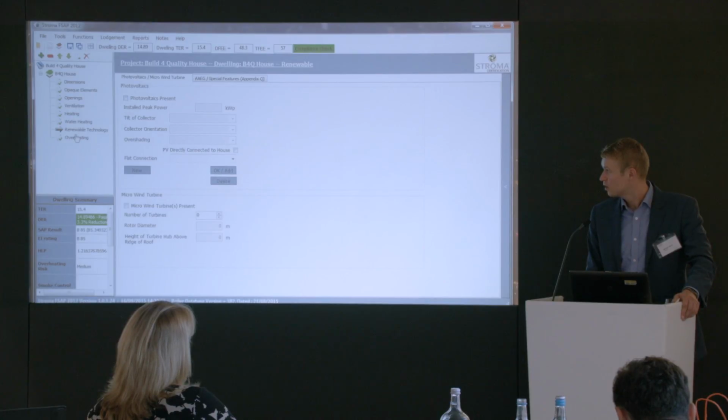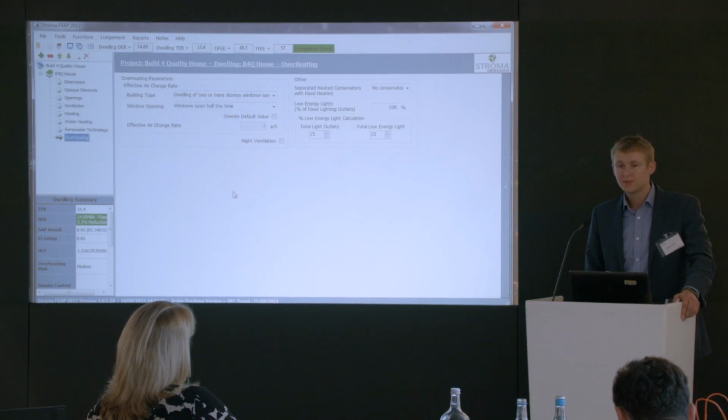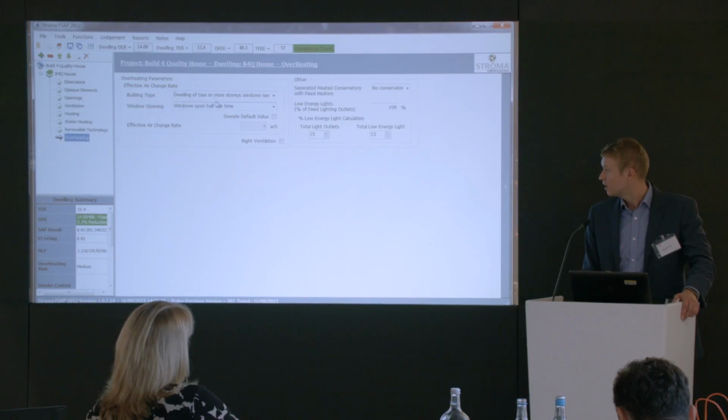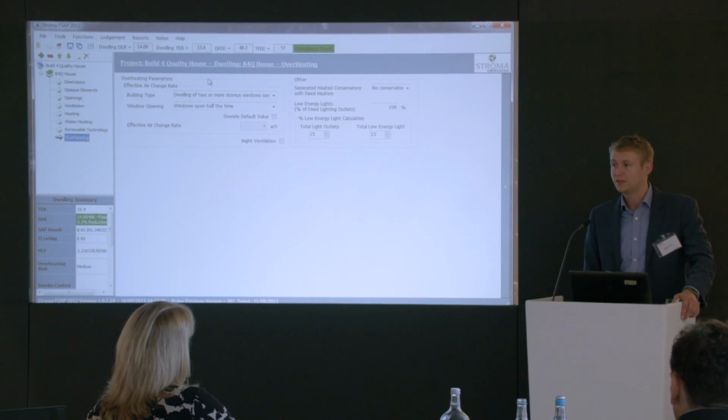And then last but not least, we have this little tab down here, which is overheating. I talked about Appendix P a little bit earlier in terms of it being possibly a constrained assessment of summer overheating. It takes into account overall air change rates, depending on whether we can get cross ventilation through the property and how much we can open the windows.